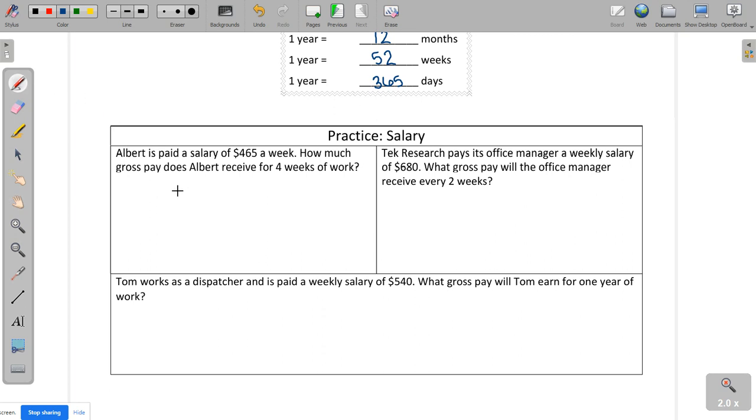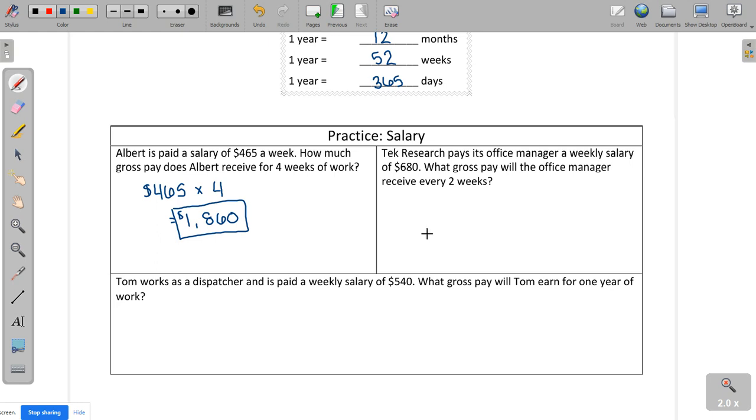Albert is paid a salary of $465 a week. How much gross pay does he receive for 4 weeks of work? So his salary is per week. So we're going to take as much as he gets paid per week and multiply by the number of weeks that he worked. So we're going to take 465 and multiply it by 4 weeks. When we multiply this out, we get $1,860. Go on and try the next problem.